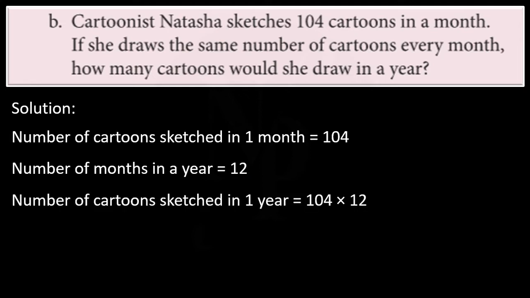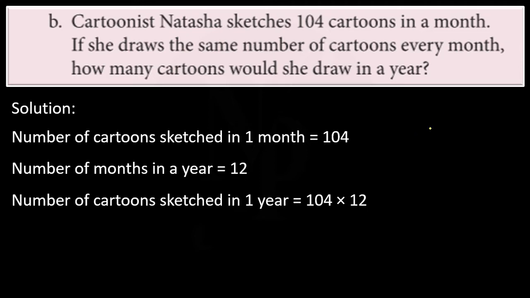So number of cartoons sketched in 1 year is equal to 104 into 12. That means we have to multiply the number of cartoons sketched in 1 month by 12 to get the number of cartoons sketched in 1 year. So let us multiply 104 by 12 to find the required solution for this problem.